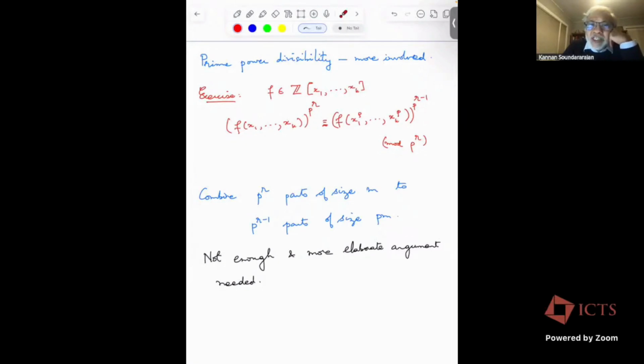But then for r larger than 1, you don't get full information out of writing down this congruence mod p squared, p cubed, and so on. So in other words, what you're allowed to do is take p to the r parts of a given size p, and combine them into a part of size pm, and then you get p to the r minus 1 parts of size pm.